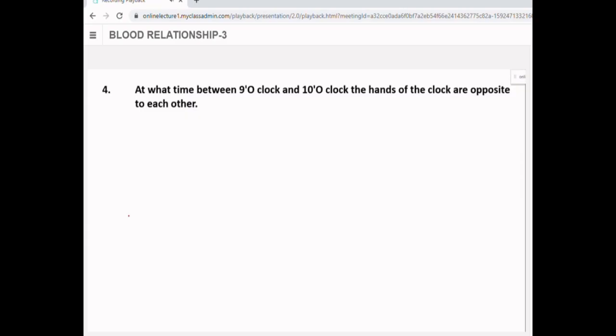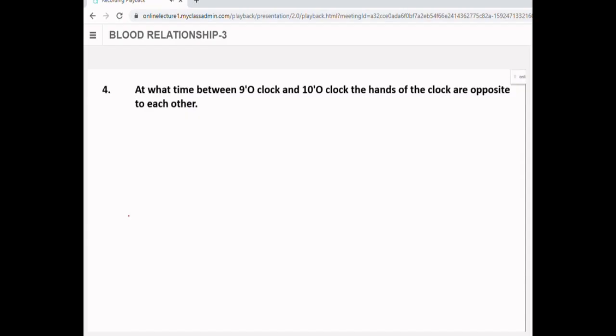So final answer is 9 hours, 16 and 4 upon 11 minutes. Finally, you'll have to add the hours also. What you're saying is about minutes. What about hours? Hours is 9. So the final answer should be between 9 o'clock and 10 o'clock, so between 9 and 10. So it will be 9 colon 16 point.